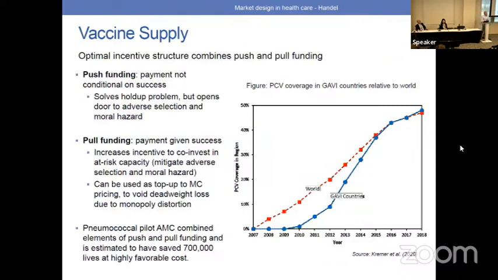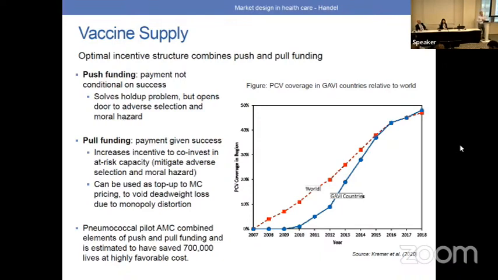So moving on to the next topic, which is vaccine supply. Rachel teed this up earlier with her discussion. This is a topic that I felt was very important to mention as an area where there's been progress research-wise, but also where there's a lot of scope to make progress going forward, as Rachel mentioned earlier. Here are two leading examples of things that were mentioned before. One of them is the pneumococcal vaccine advance market commitment pilot. Rachel described advance market commitments earlier.